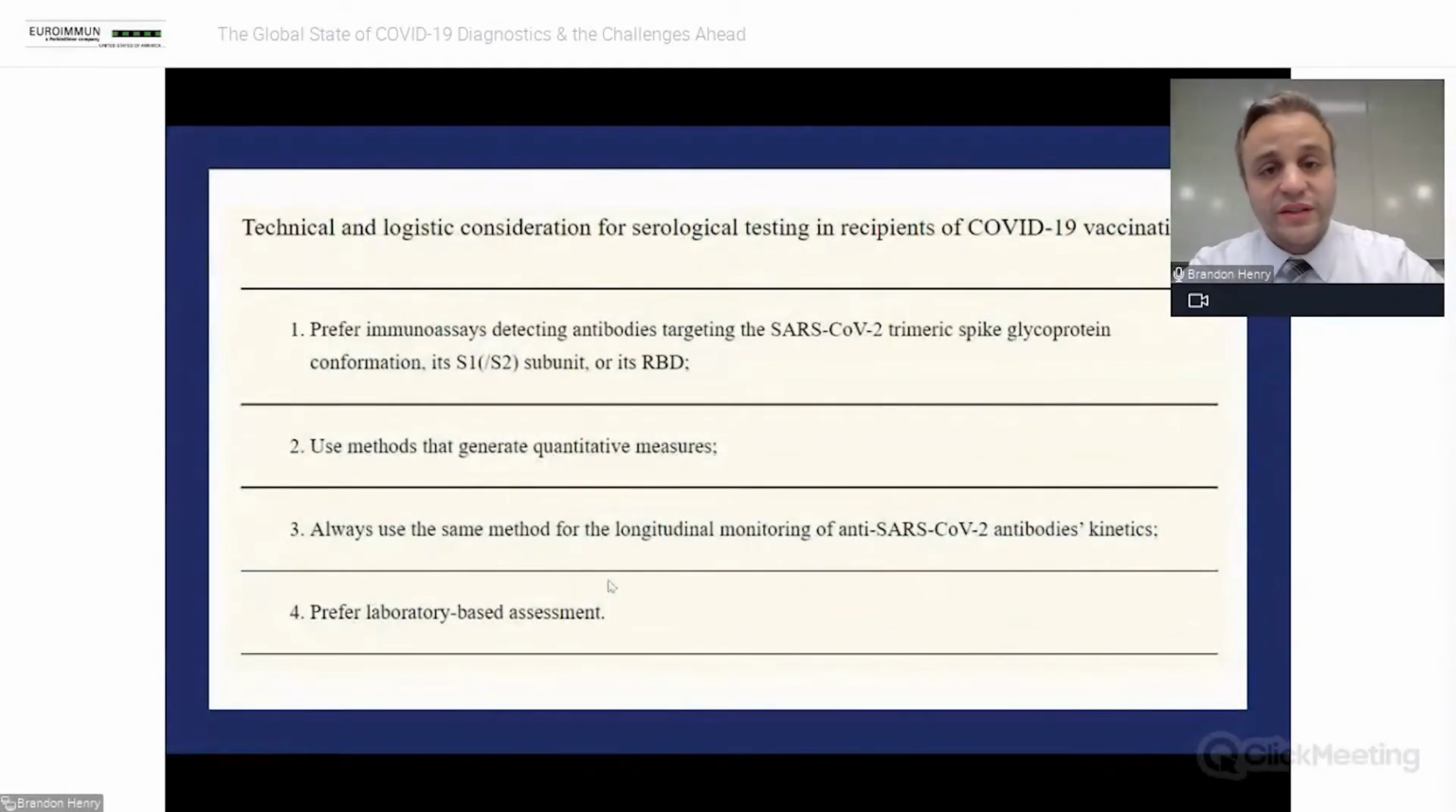So a few technical and logistical considerations for serological testing in vaccinated individuals. Again, like I said, we're going to prefer immunoassays detecting and targeting the trimeric spike glycoprotein conformation, the S1, S2 subunit, or the RBD. We're going to use methods that generate quantitative measures. Again, it's important to always use the same method for longitudinal monitoring, right? Because we've seen some differences in different assays, and you want to have that consistency. And of course, we're going to prefer laboratory assessments, so no rapid antibody tests for serologic monitoring programs for many reasons.